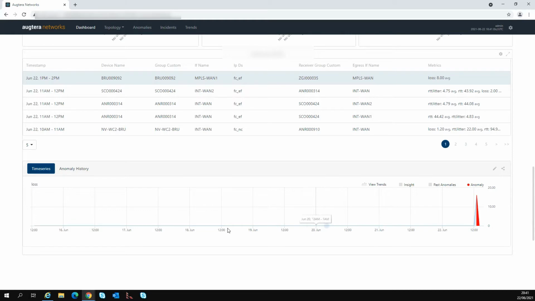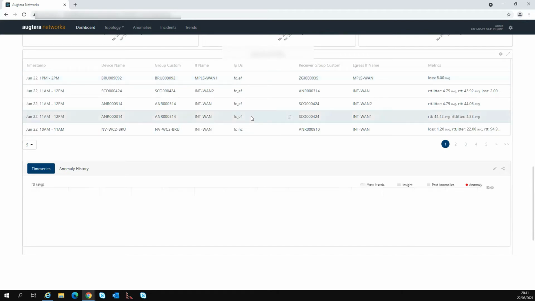For example, if the circuit had a critical application on it, such as a real-time financial transaction, then even a small amount of loss would be important and the operator would want to know about it. If that was the case, the operator could configure Octera to create a ticket in ServiceNow or another operations tool.